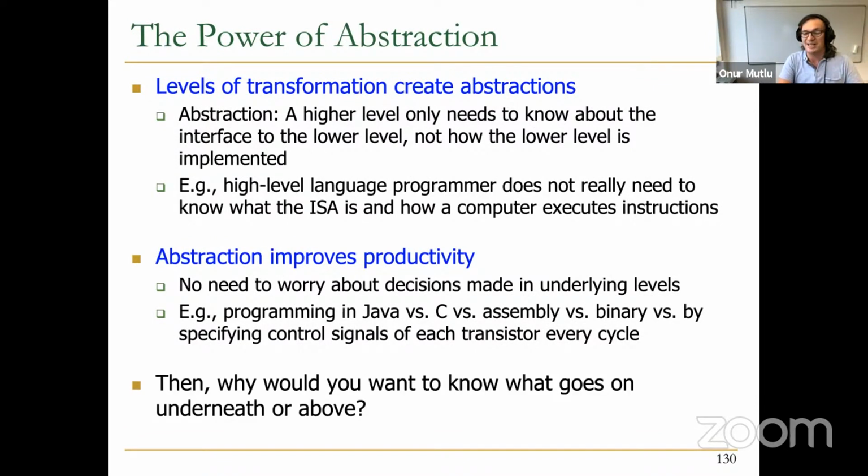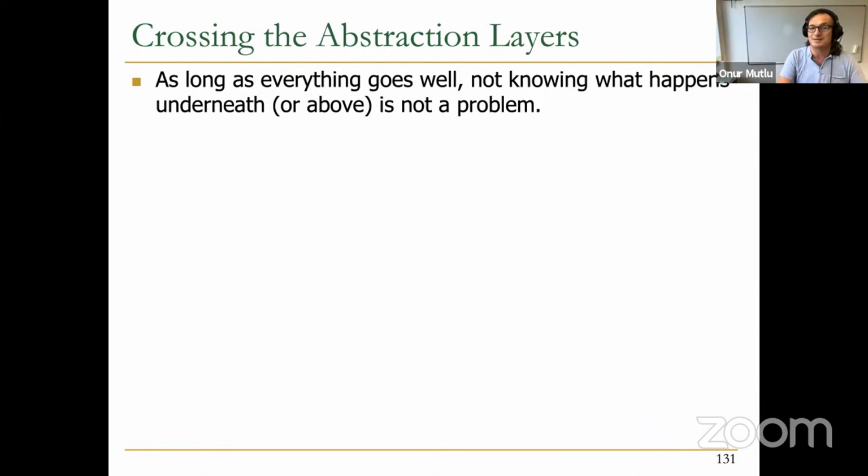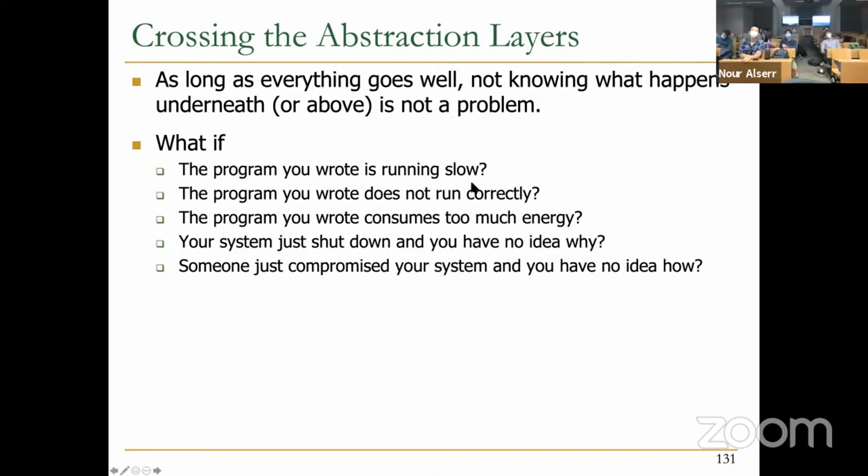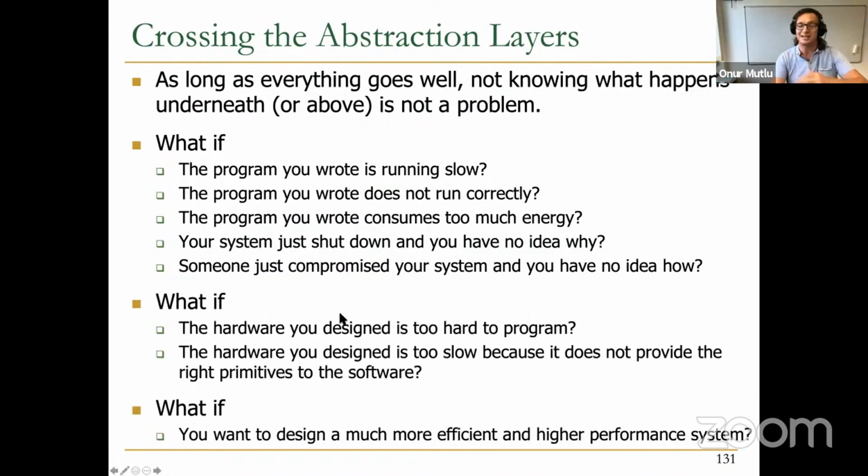But there are cases where this is not much better. Sometimes you want to break the abstraction layers. As long as everything goes well, not knowing what happens underneath or above is not a problem. But what if the program you wrote is running very slowly? What if it doesn't run correctly? What if it consumes too much energy? What if your system shuts down and you have no idea why? And what if someone compromised your system, like with a RowHammer attack or with Meltdown and Spectre, and you have no idea how? In this case, you really need to know what's happening across the stack.